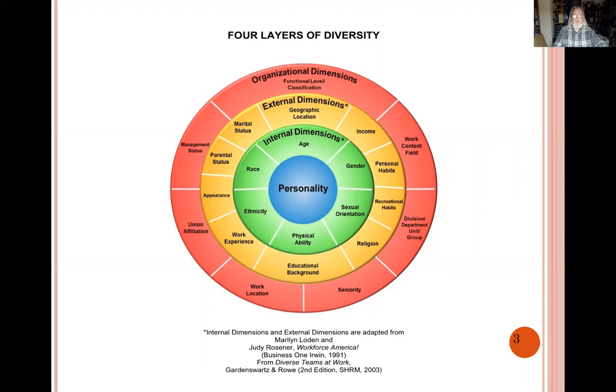And so many things are there in the organizational dimension that affect us, whether we are in a union or not, what our seniority status is, what department we work in, what specialized or unique skills that we possess and are relied upon to use. All of these things make up the organizational diversity that we interact with on a daily basis.